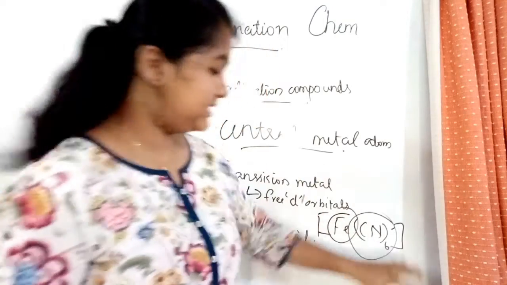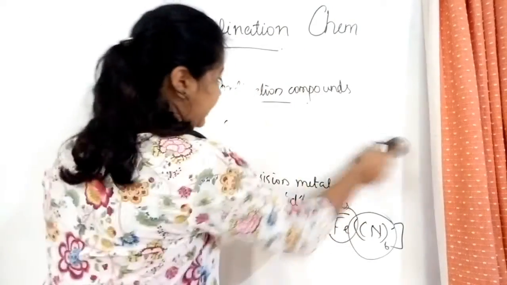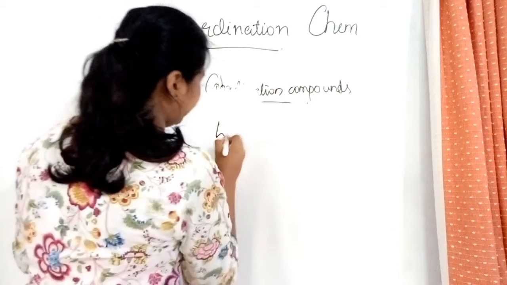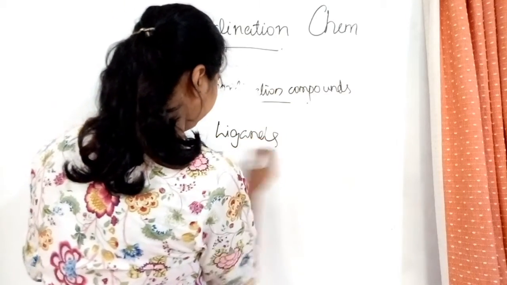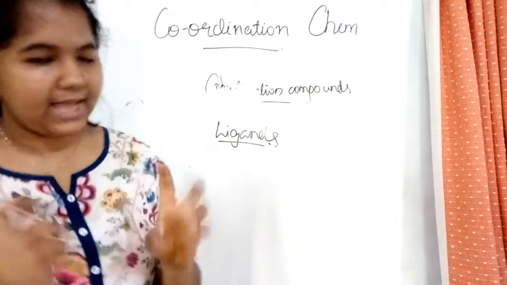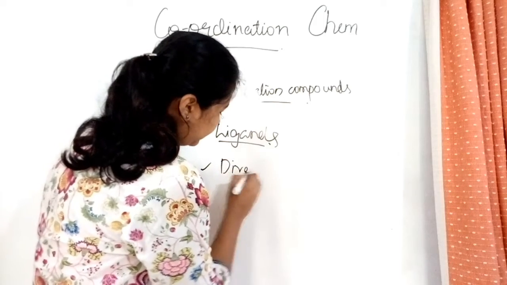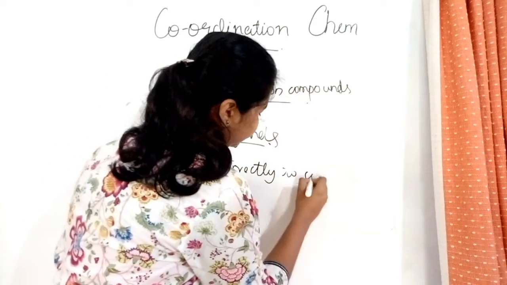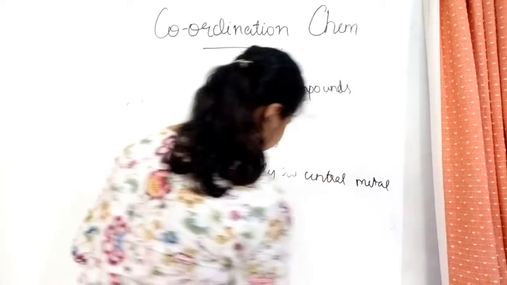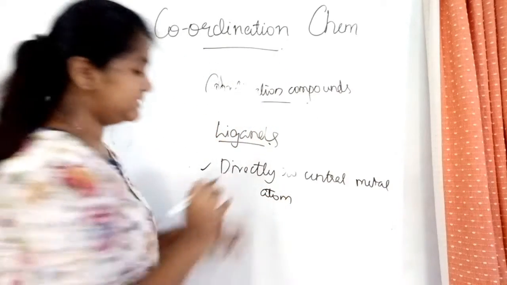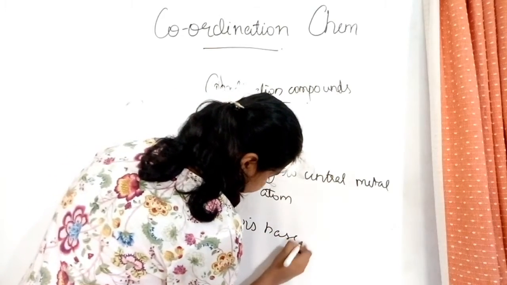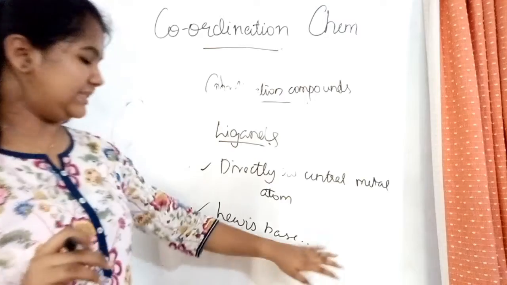So let's see what this entity is. I told you the name is ligands. Okay. So what are ligands? Ligands are molecules that are directly linked to the central metal atom. Then what is the second point? It is a Lewis base. Okay. So this is a Lewis base.